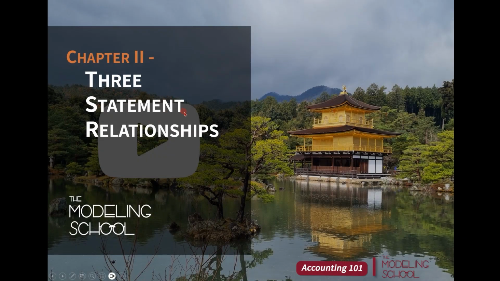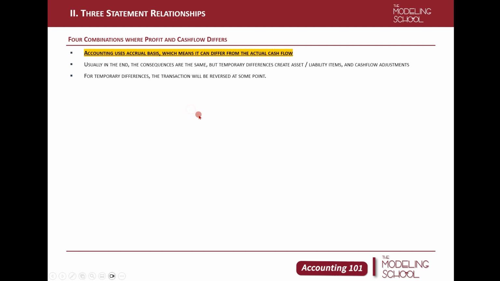Three statement relationships. So there are four combinations where profit and cash flow differ. So this is where every difficulty of accounting occurs. And this is where students who first study accounting find accounting difficult.